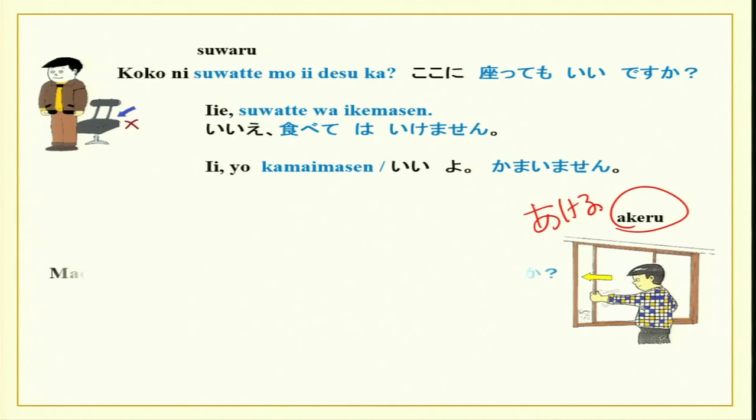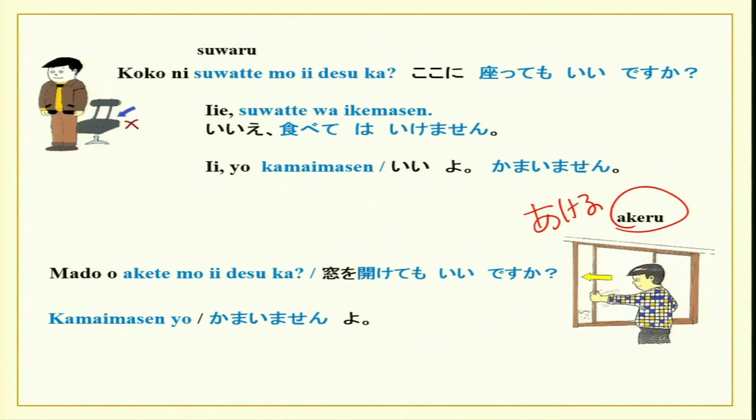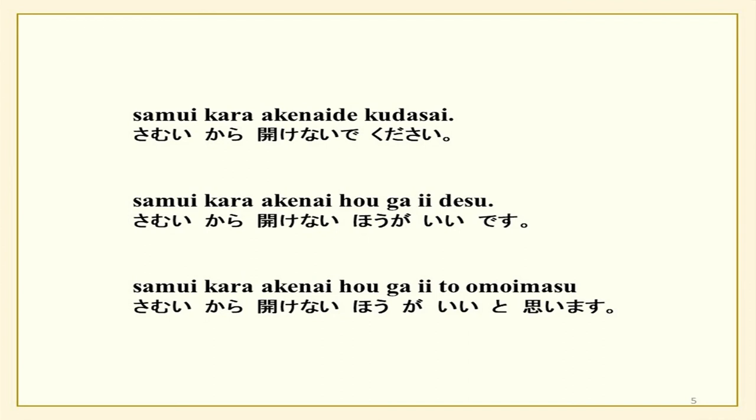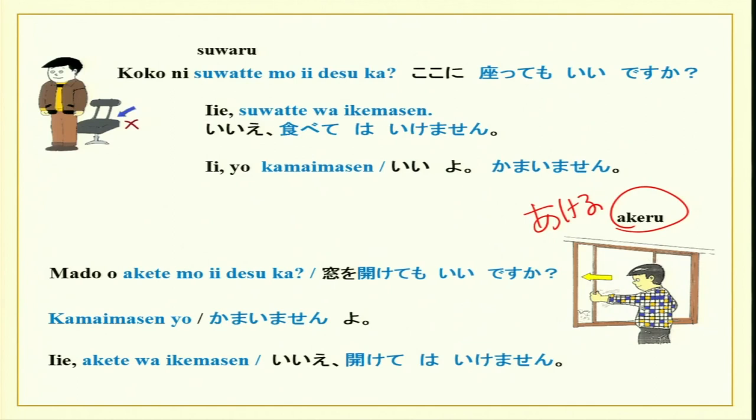Akeru. Mado o akete mo ii desu ka? Kamaimasen yo. I don't mind. Or iie akete wa ikemasen. Or samui kara akenai de kudasai. Akenai hoga ii desu. Akenai hoga ii to omoimasu. Any of these can be used. And all other forms that you have done, you try to fit those in over here.